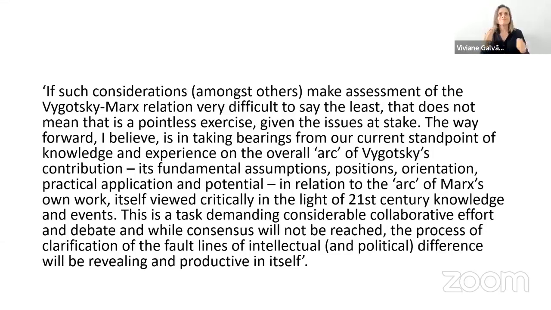And the way forward, this is what I said at the time, is in taking bearings from our current standpoint of knowledge and experience on the overall arc of Vygotsky's contribution, its fundamental assumptions, positions, orientation, practical application, and potential in relation to the arc of Marx's own work, itself viewed critically in the light of 21st century knowledge and events. This is a task demanding considerable collaborative effort and debate. And while consensus will not be reached, we'll never agree on everything, the process of clarification of the fault lines of intellectual and political difference will be revealing and productive in itself.